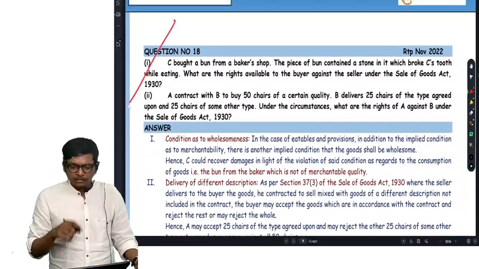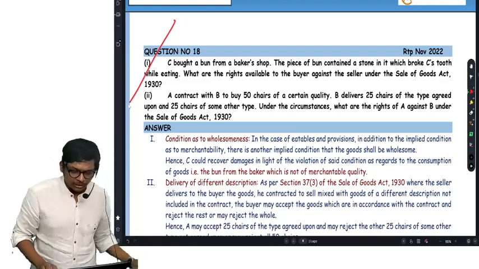Next, 18th question. Yes, someone read it. Ram, read.